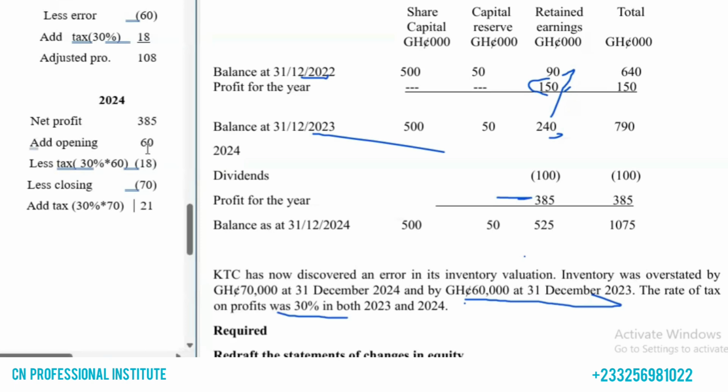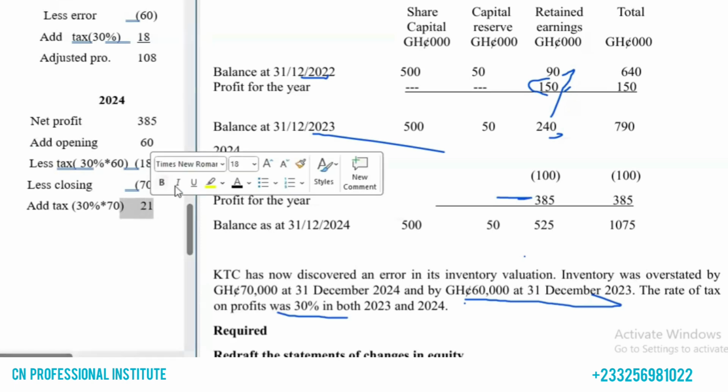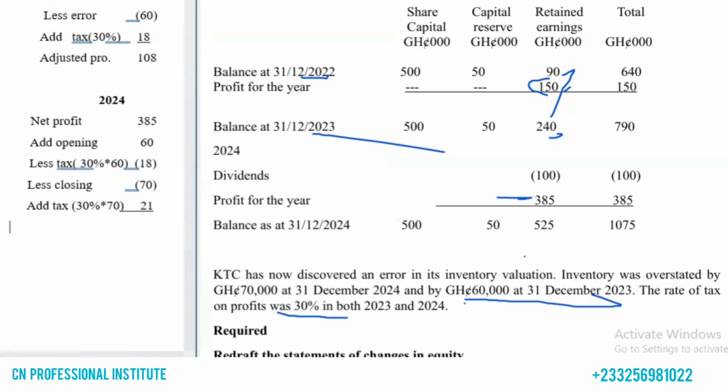We are adding opening 60 and we are lessing closing 70. So somebody can just find the net. It's the same thing. Okay. So we have a figure of the adjusted profit. So we have our adjusted profit to be 378. 378 as the adjusted profit.